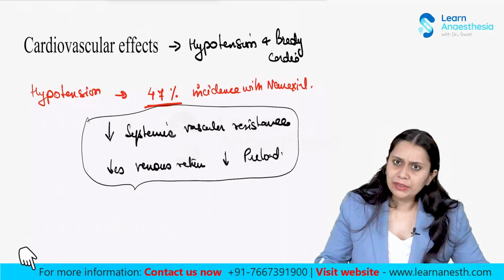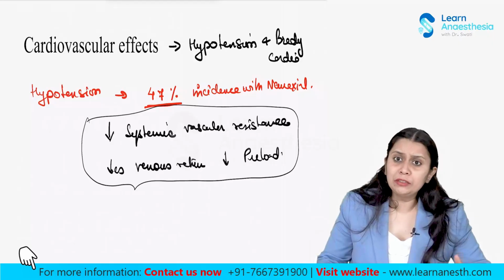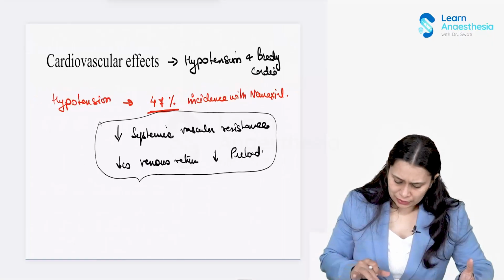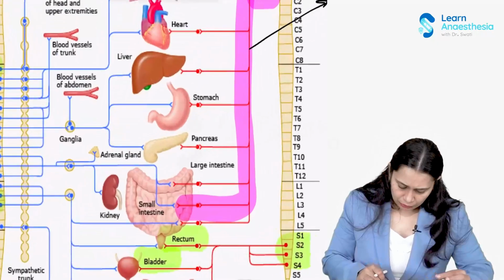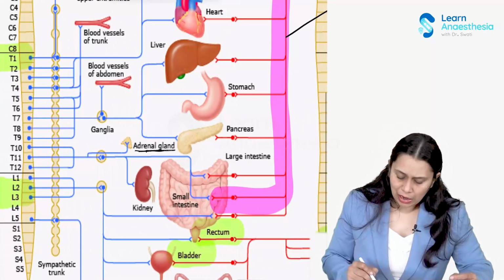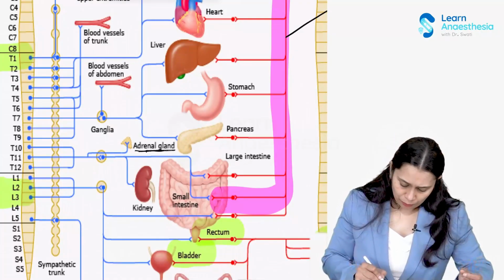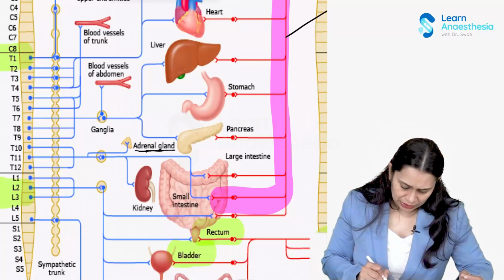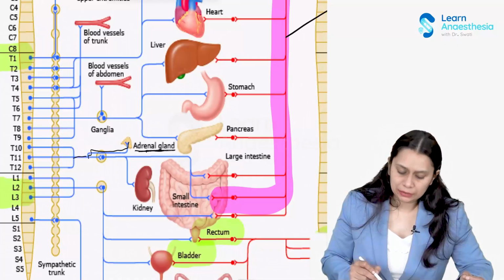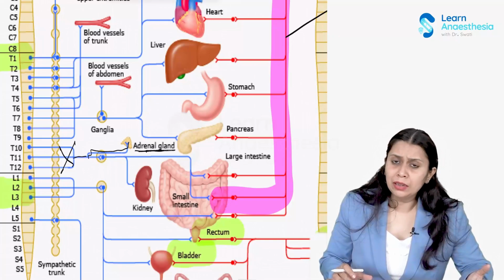Now, why are these two effects? One is because of the sympathectomy and the other is because of the blockage of the release of your catecholamines from the adrenal medulla. If you see this image, you see the adrenal gland. Adrenal gland is a sympathetic ganglion. We consider it as a sympathetic ganglion. Now, preganglionic fibers from T10 to T12 come and they end in the adrenal gland. They are also blocked. So when the adrenal gland is blocked, it does not release the catecholamines.